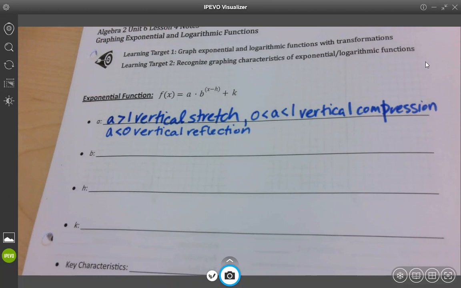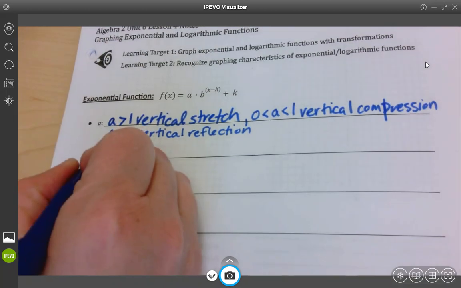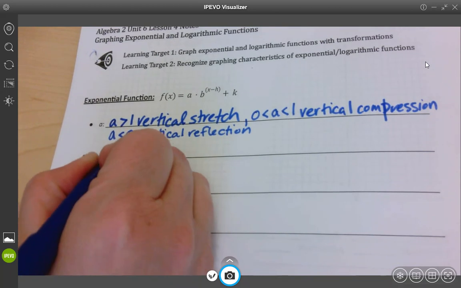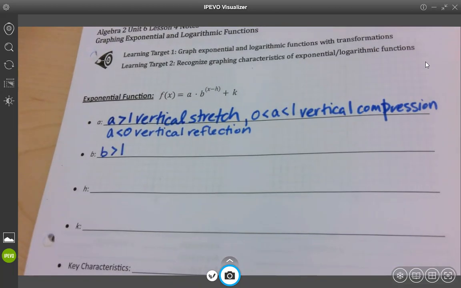All right, now with the B values, we actually don't do exponential functions with negative B values. So some of you may have noticed weird things happening with the negative B value, but we only talk about two kinds of B values. We've got the B value that is greater than 1, and then we've got the B value that's between 0 and 1. So if B is greater than 1, is it going to be exponential growth or decay? What'd you find?